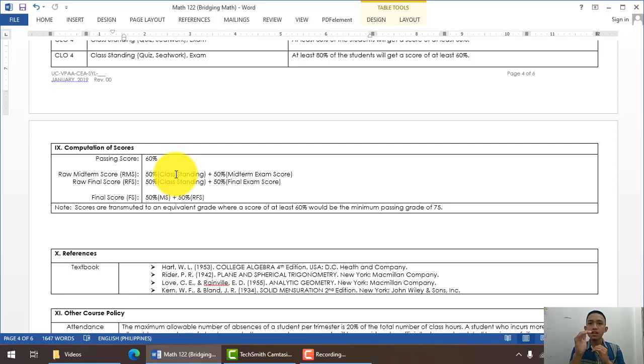Again, the target here is you should have at least 60% of the score so that you will pass the subject. Okay, so that is my way of computing your grade.